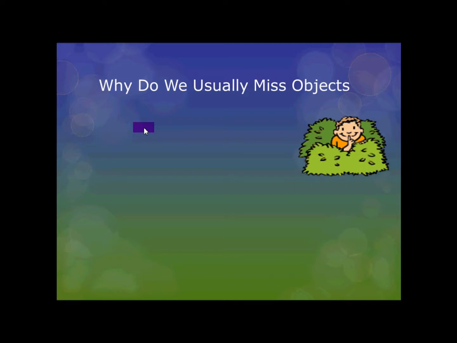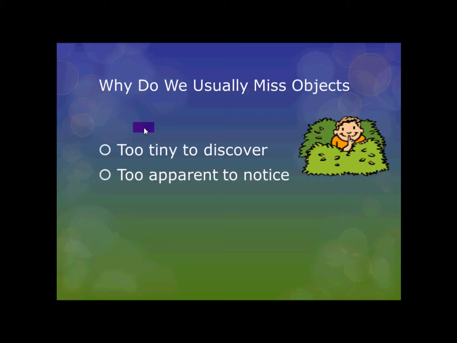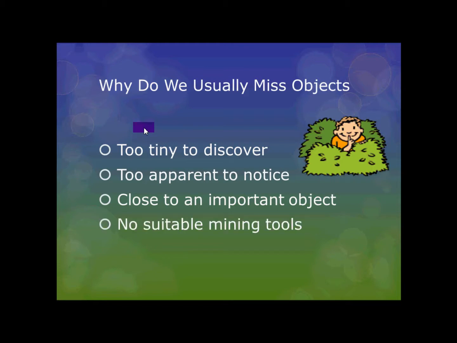Okay, sometimes objects are very tiny to discover, are small, too apparent to notice. You cannot find them because they are very big, like the mandolin, close to an important object. So your concentration or attention is just paid to this important object, and you don't think about it. You don't look around it. No suitable mining tools. You cannot find the tool to dig and find this suitable object for you.